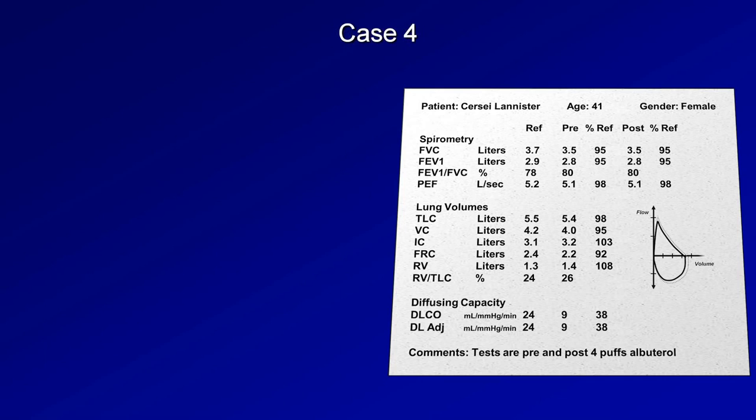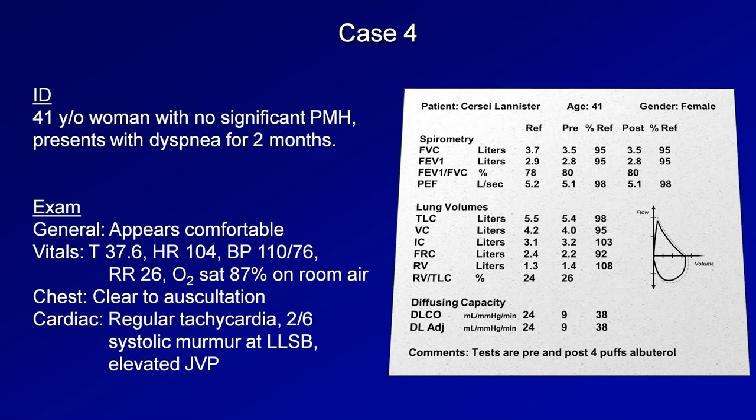In addition, if we return to the history and exam just for a moment, we are reminded of her abnormal cardiac findings. What's the explanation for those? This patient doesn't just have pulmonary hypertension, but also appears to have developed right-sided heart failure as well.